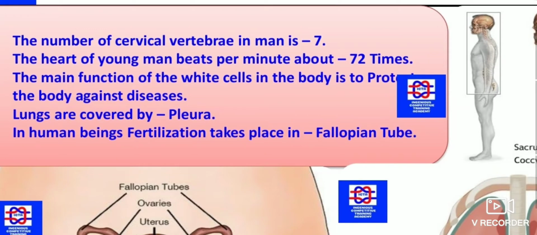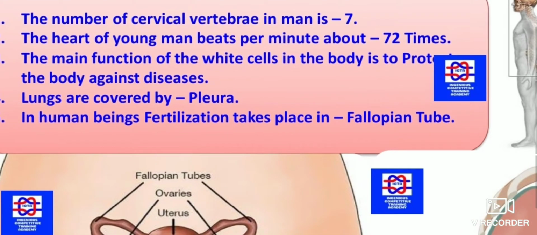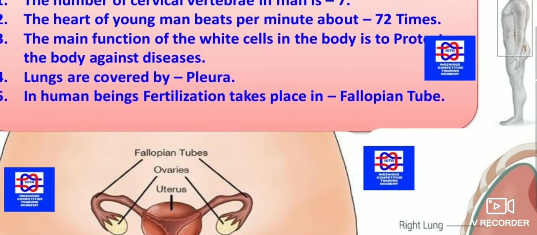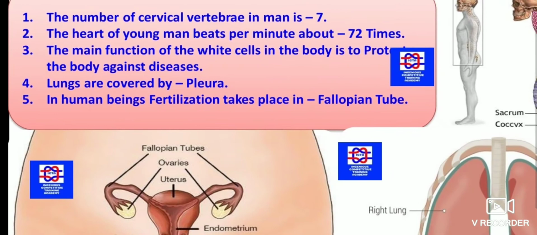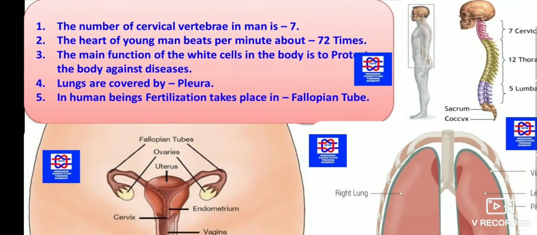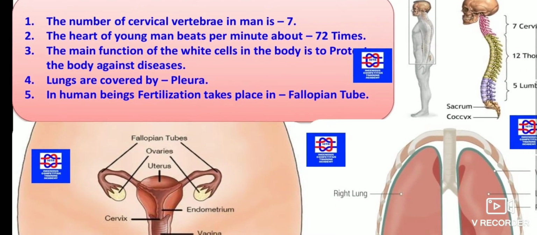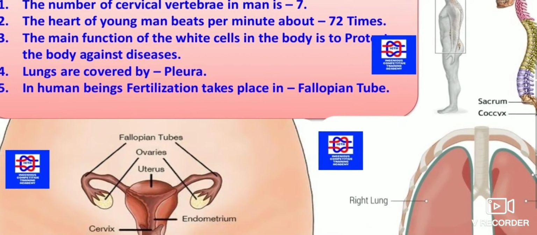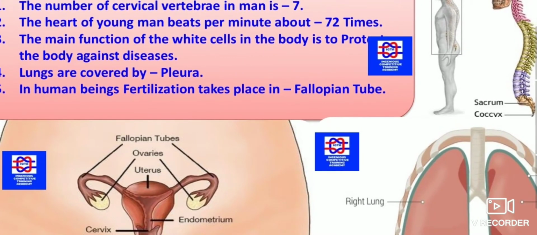For a human heart, if you see the normal heartbeat is 72 times per minute, that has to be remembered for a normal human. The main function of the white cells in the body is to protect the body against diseases. So here the main function of the white cells, white blood cells we can call them, is to protect the body against diseases. Platelets help in clotting of the blood, for the benefit of clotting. So these white cells will help you in fighting against diseases.